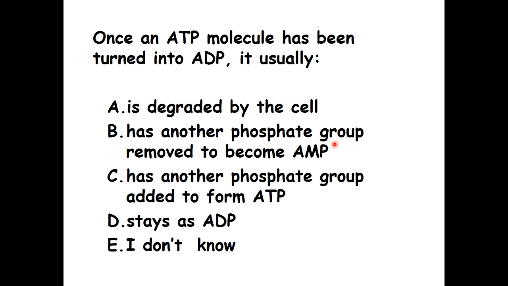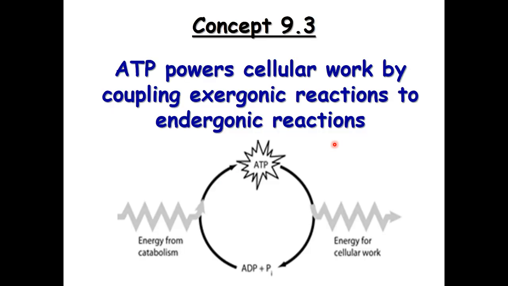Yep, C is correct. So the cycle is constantly going on. Just like what you guys do right now, you spend money and then you make money, so you have to have that cycle going on. Otherwise, it won't work.